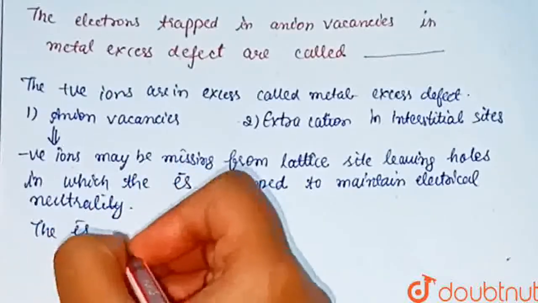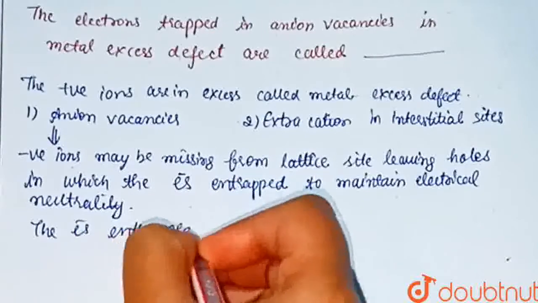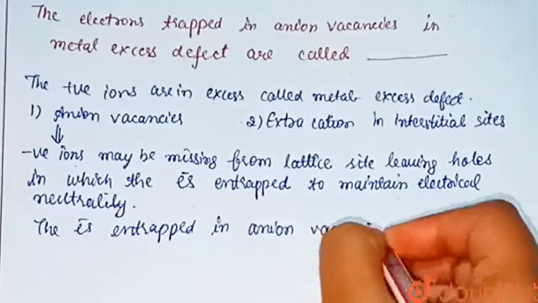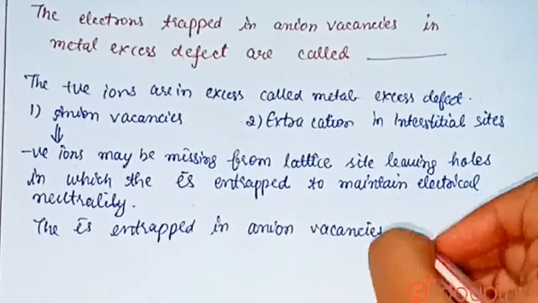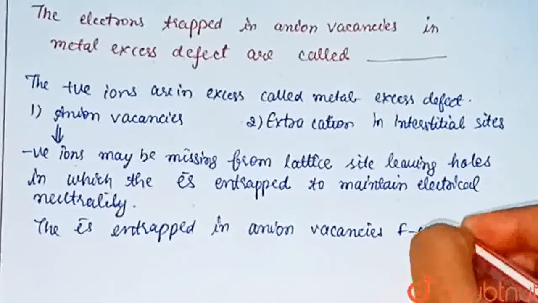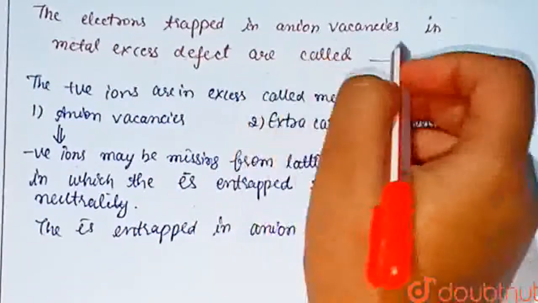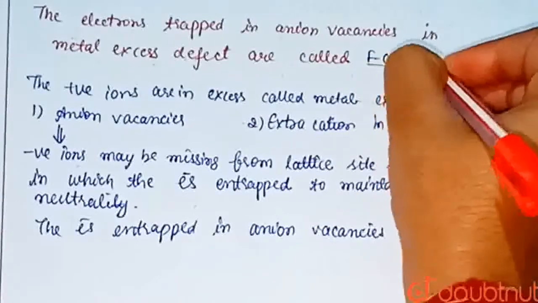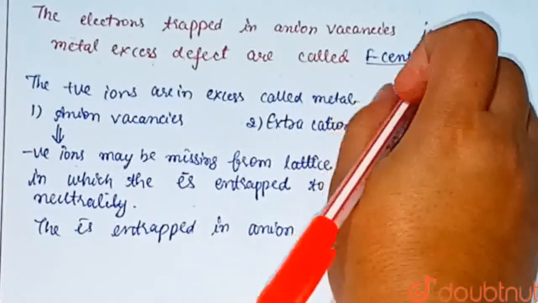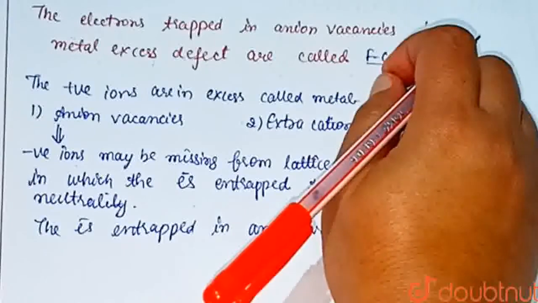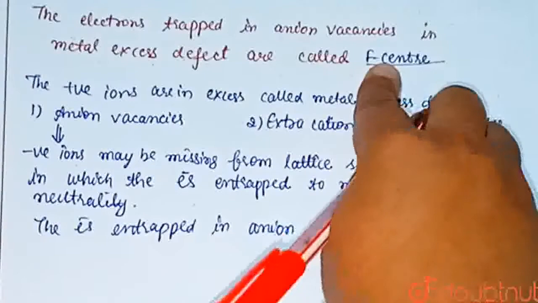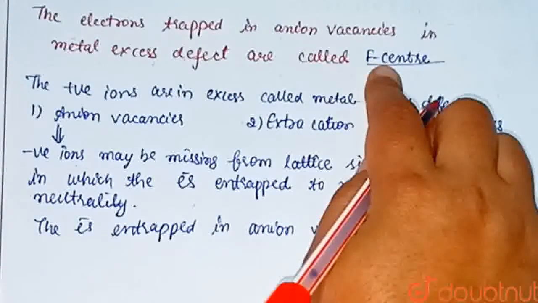The electrons entrapped in anion vacancies in metal excess defect are called F center. The electron trapped in anion vacancy metal excess defect are called F center. F is from Farbe center, and the meaning of this word is color center. Okay, so electrons trapped in anion vacancy metal excess defect are called F center.